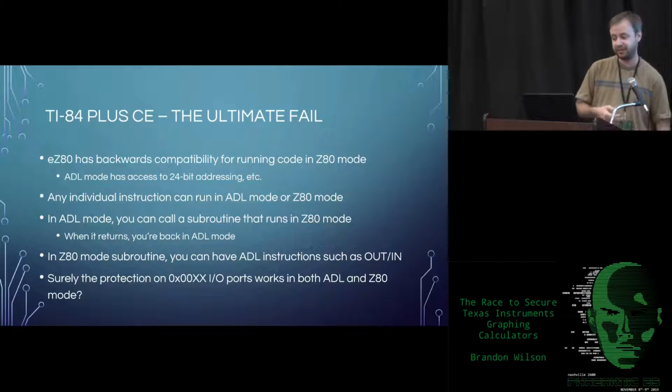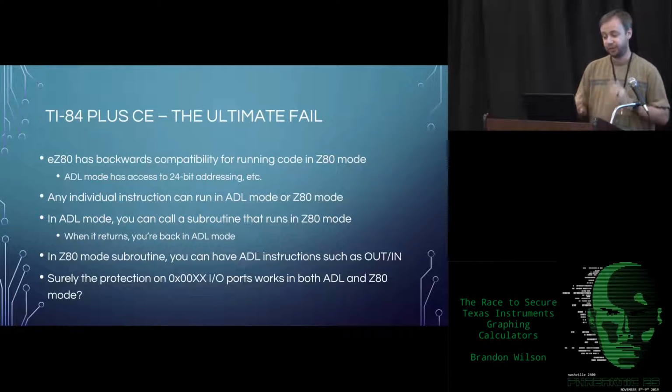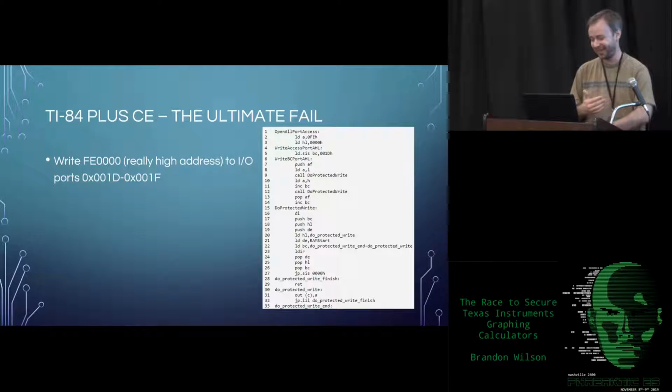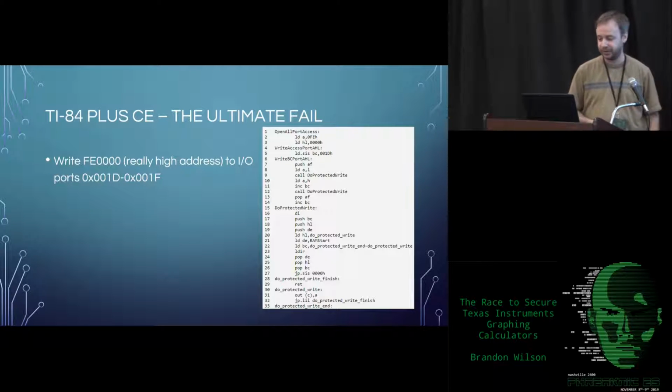And even better than that, in the Z80 mode subroutine, you can have ADL instructions, such as those 16-bit port out and in instructions. So surely the protection on the protected I/O ports works whether you're in ADL mode or Z80 mode, right? No, it doesn't. So to effectively negate the protection, we just set the upper bound of the privileged range to be really, really high, way out there, something like FE0000.